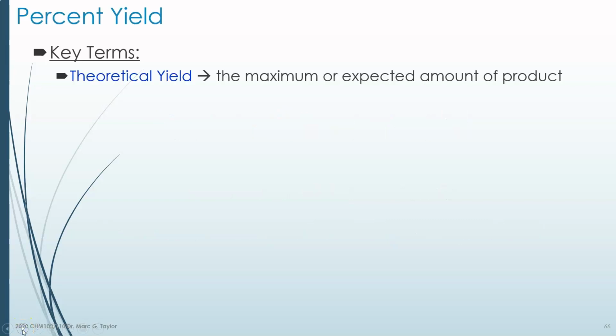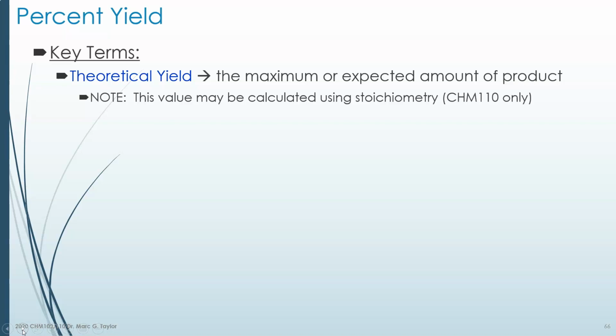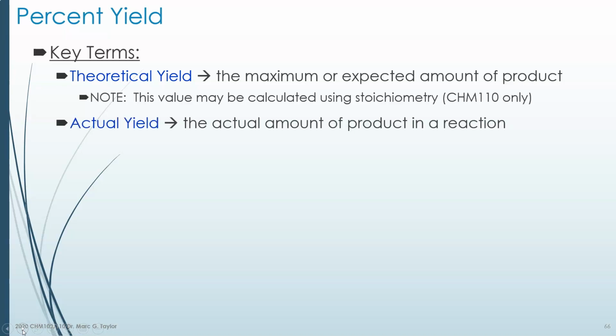So, a couple key terms. Theoretical yield is the maximum or expected amount of product. This is the amount you calculate using stoichiometry. Now, the actual yield is what you really got. So you do your chemical reaction, you expect to get a certain number of grams, but you found that in the end, after you purified your product, you got less than that amount of grams.